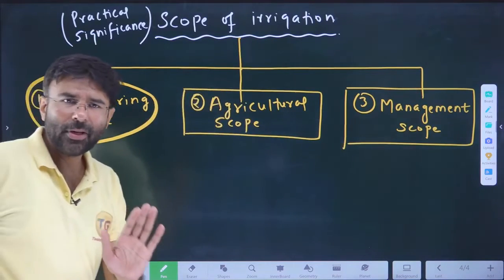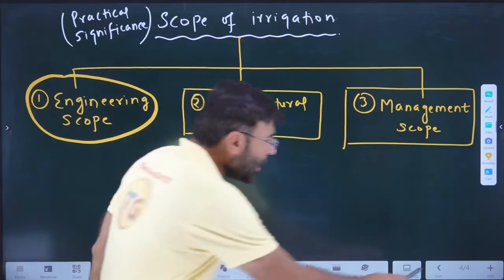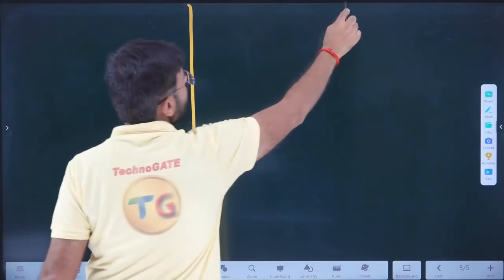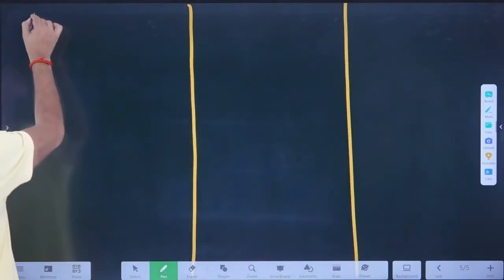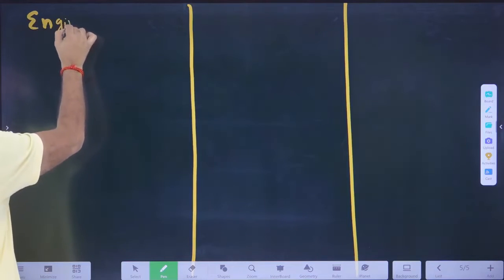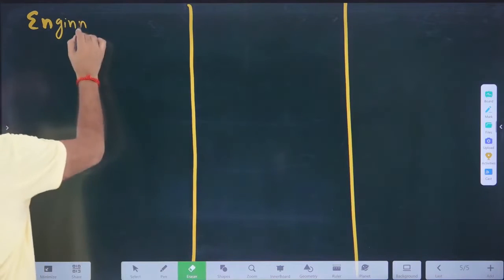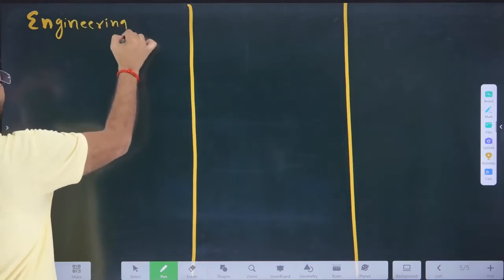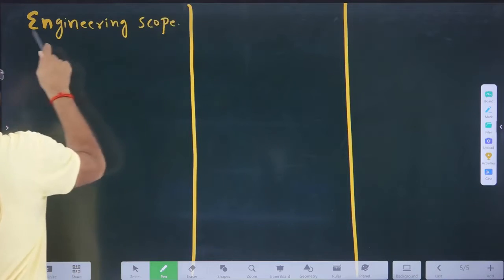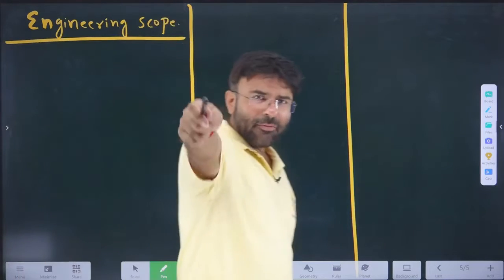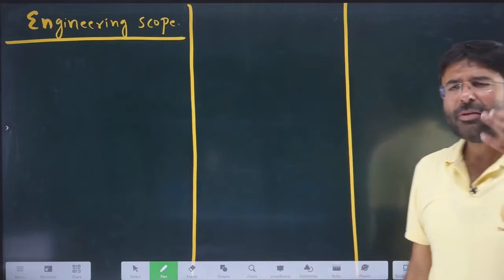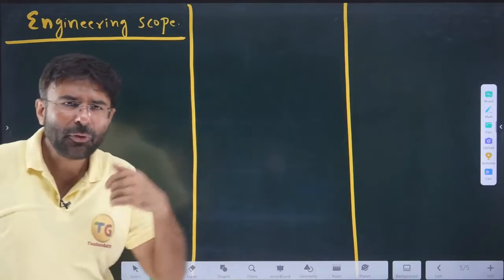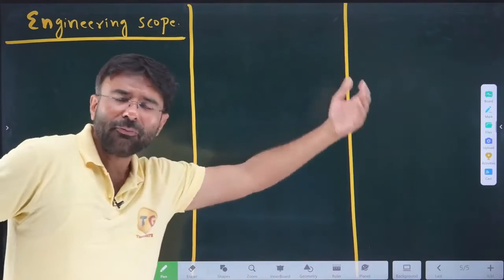I hope the things are getting very clear to everyone. Now let us start with engineering scope. So as a civil engineer, as I have just discussed with you, what is the practical significance of this subject? Why do I have to supply water to the field from the river or from any water body?